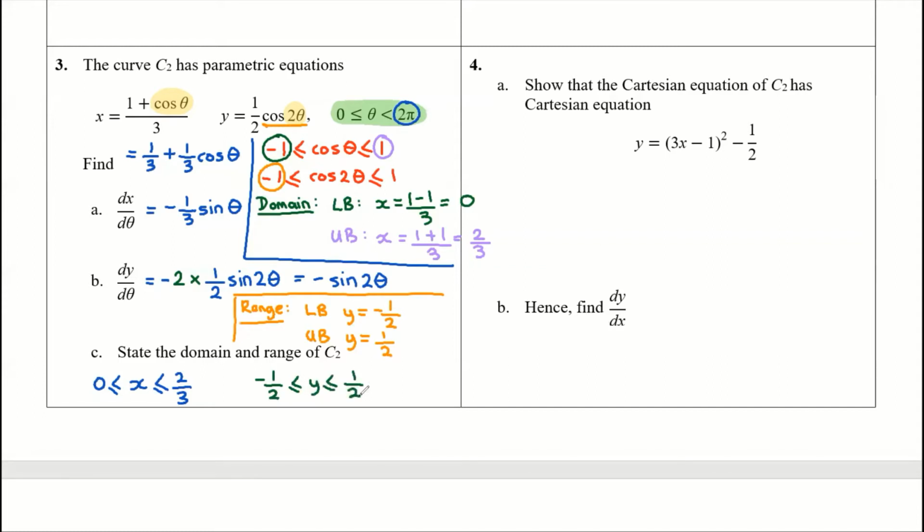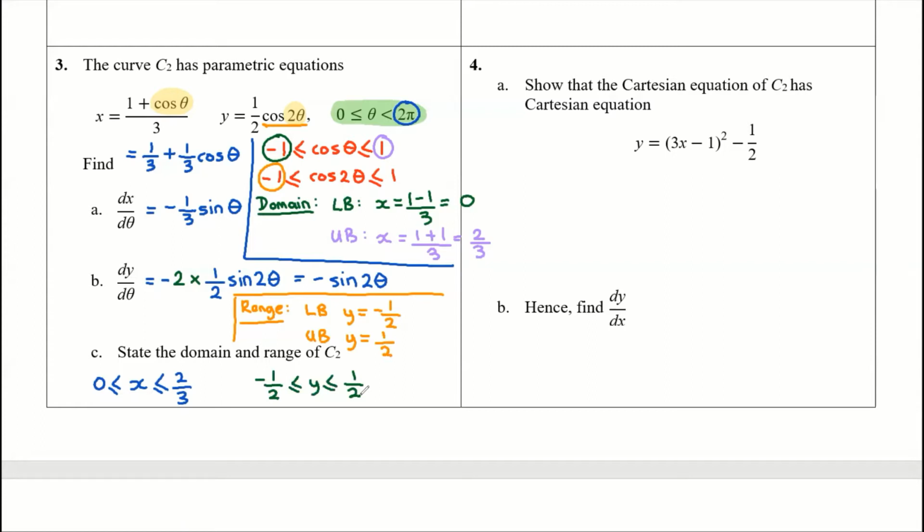So there's a little bit of thought going into that. If you're not sure, plot the graphs of x and y on Desmos, or GeoGebra, whatever it is, and you'll be able to see that unfold in front of you, and you can look at the extremum values. Right, okay, moving on to question 4.